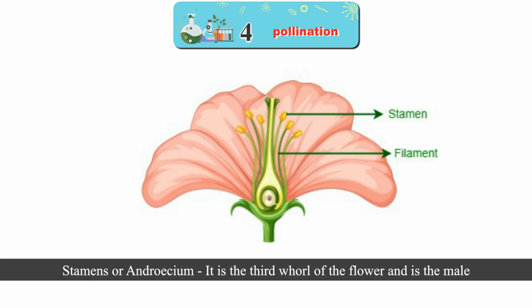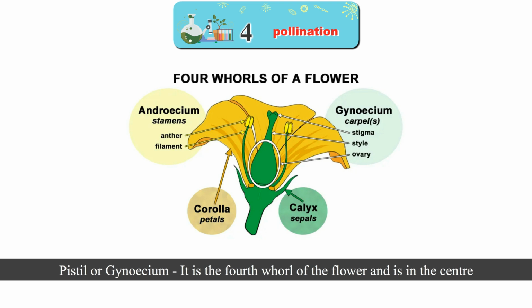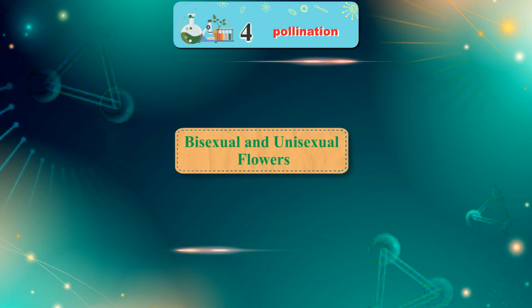Stamens or endoecium. It is the third whorl of the flower and is the male reproduction part. It consists of a filament and a bilobed anther containing pollen grains. Pistil or gynoecium. It is the fourth whorl of the flower and is in the center of the flower. It is the female reproductive part of the flower. It has the stigma, a tubular style, and a swollen basal part called ovary that has ovules.